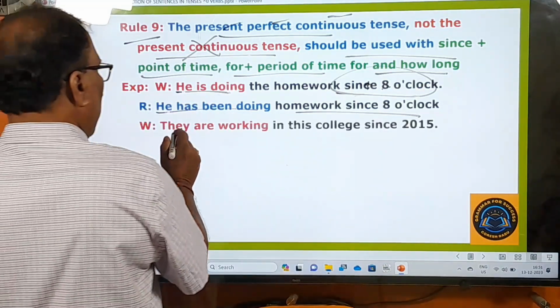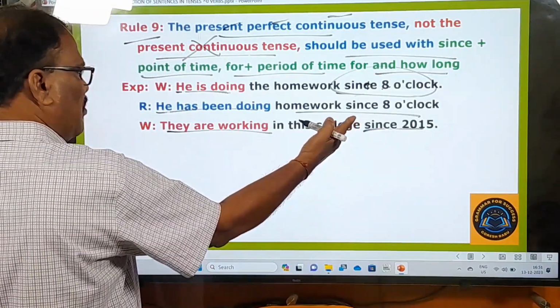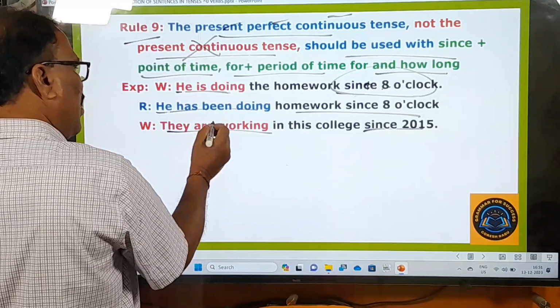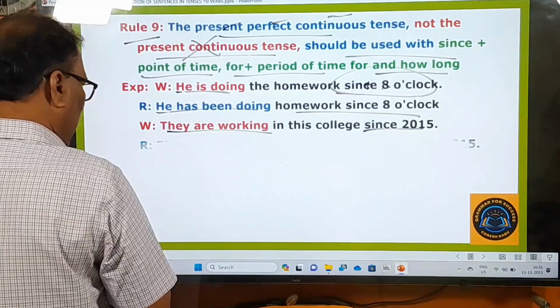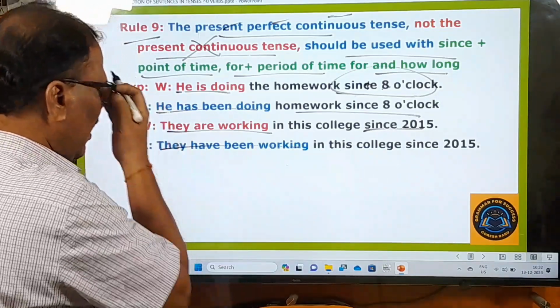Similarly, other examples. They are working in this college since 2015. That thing is taking place since 2015. So you should not use present continuous here. What should you do then? You have to say, they have been working in this college since 2015. And then comes what?